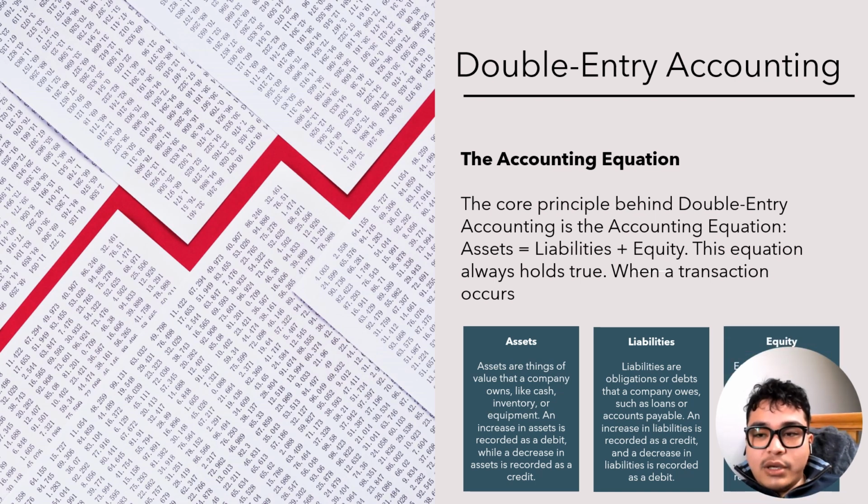Then there's equity, which represents the owner's or shareholders' interest in the business. When an owner invests more capital into the business, it's recorded as a credit to equity. When the business generates profit, it's recorded as a credit to equity. Losses, on the other hand, are recorded as debits to the equity.